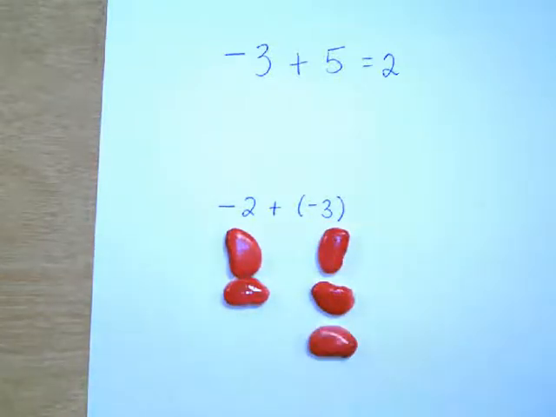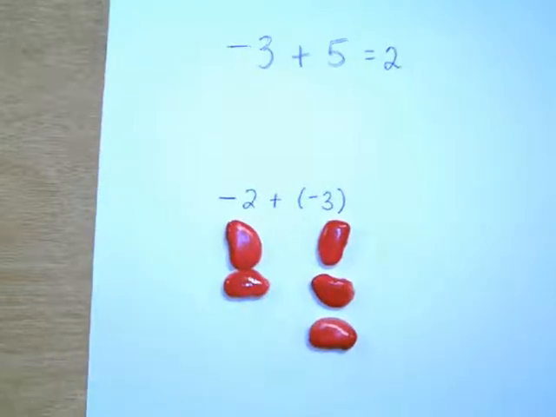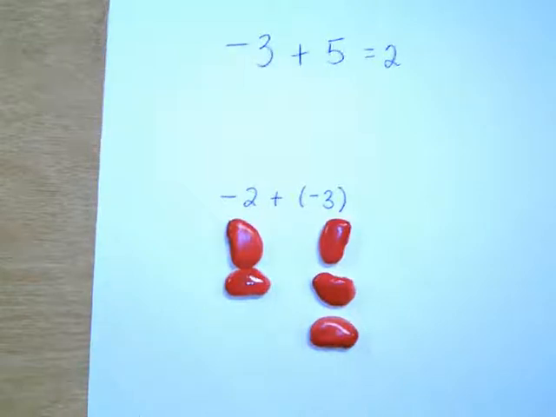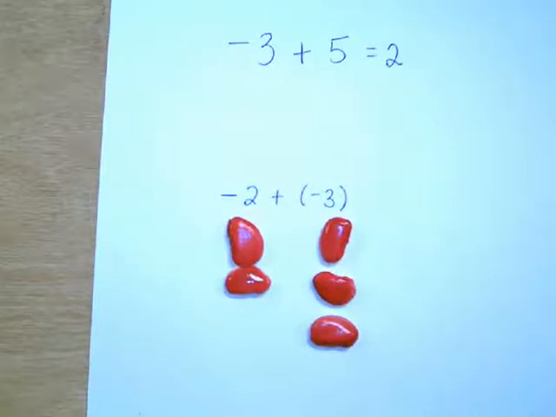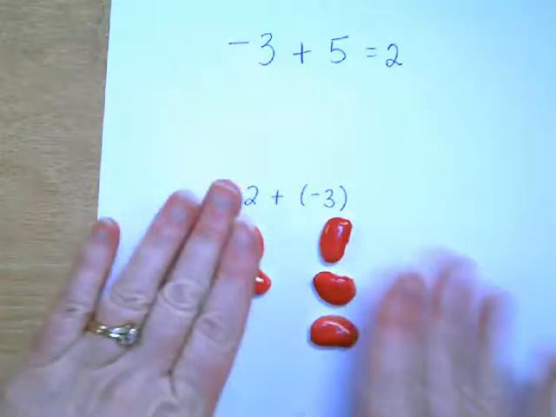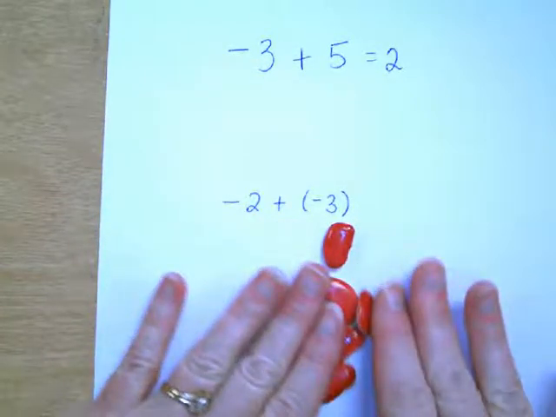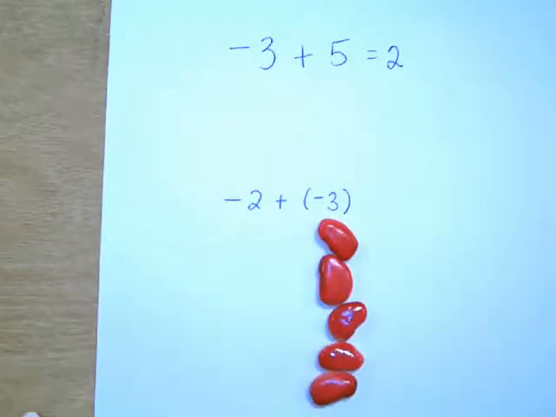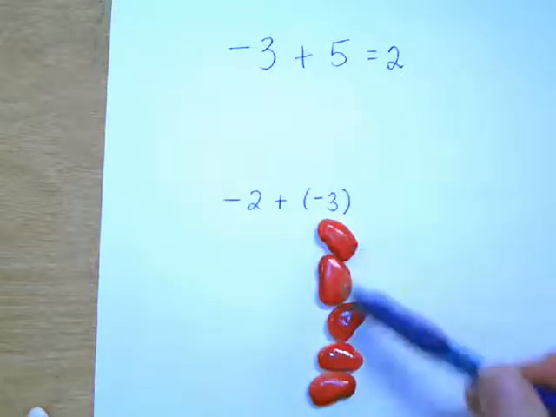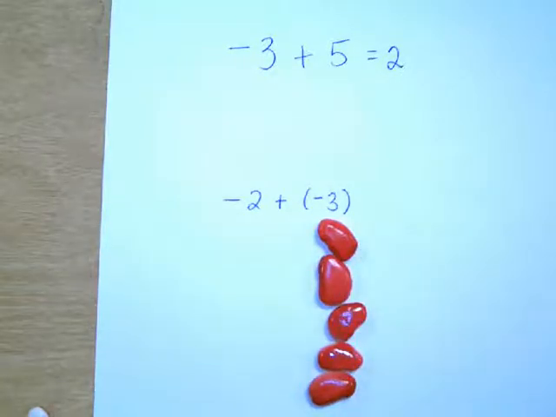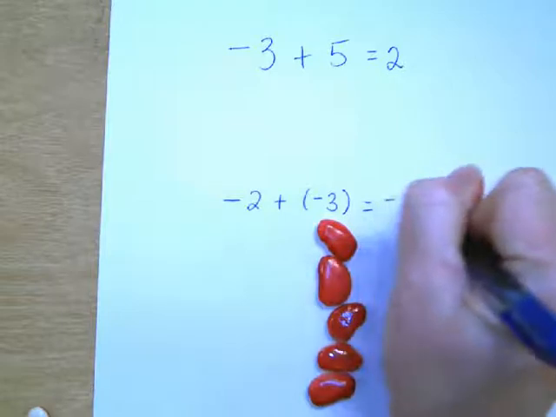Well, this time I'm not going to create a 0 pair because I don't have red and white. I don't have opposites of each other. I have the same color. I tell my students that it's like they're on the same team. They aren't on a red team and a white team now. They're both on the red team. So we can just bring those together, and we can end up with an answer of 1, 2, 3, 4, 5 red ones, which is a -5.